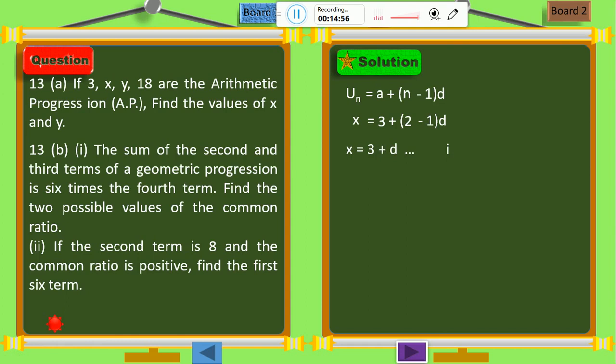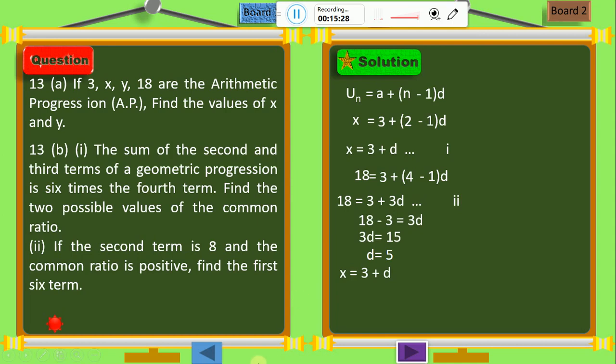Then for the second, U4 is equal to that. Then U4 is giving us 18. a is still 3, and then n is 4. Simplifying, 18 is equal to 3 plus 3d, giving us that 15 is equal to 3d. d is 5. Now using that, x is equal to 3 plus d. Finally x is equal to 3 plus 5. x is equal to 8. Now we know the value of x.